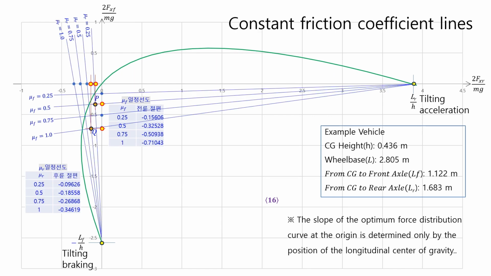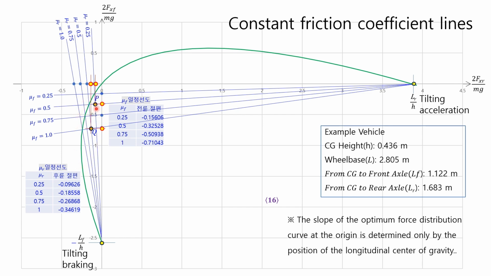Here we will see how the constant friction coefficient lines are represented in the braking force domain of the nondimensional force coordinate system. As before, the constant friction coefficient line is represented by a straight line. The constant front wheel friction coefficient line passes through the tilting acceleration, and the constant rear wheel friction coefficient line passes through the tilting braking. All straight lines shown here represent constant friction coefficient lines for the front and rear axles in the third quadrant of the nondimensional force coordinate system representing the braking domain.